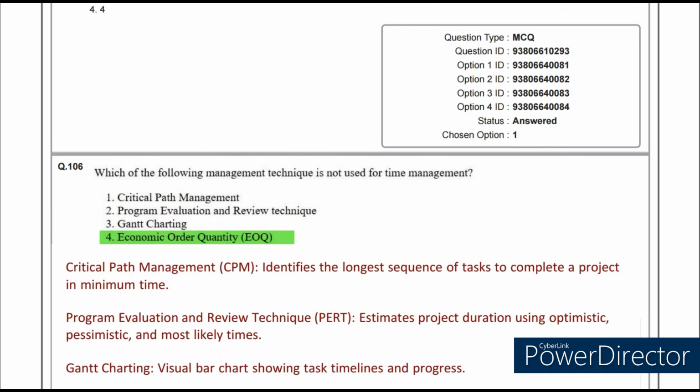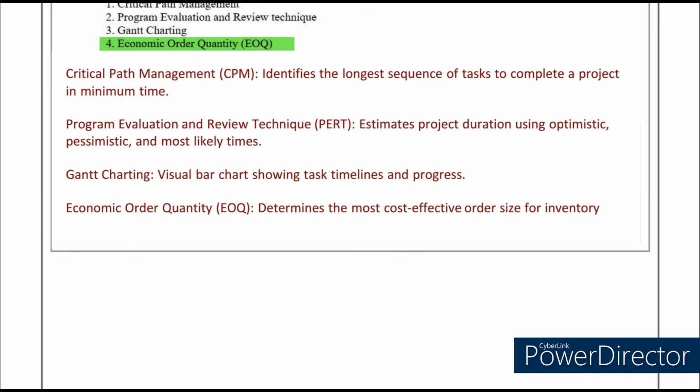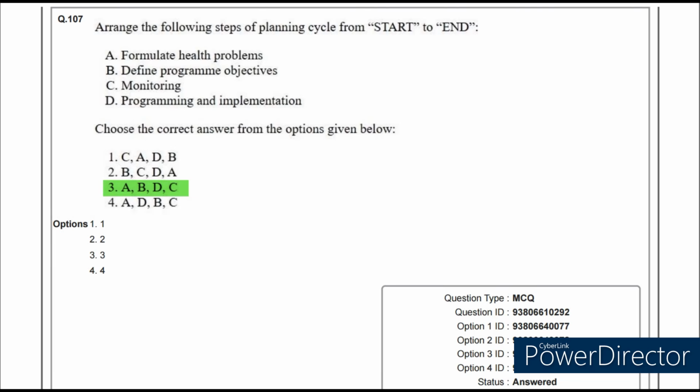And now coming to question number 106, which is a question on management technique that is not used for time management. It is very easy question. It is EOQ. EOQ is nothing but economic order quantity. I already made a special video on this. Please watch it. It determines the most cost effective order size for inventory, but it is not related to the time management.